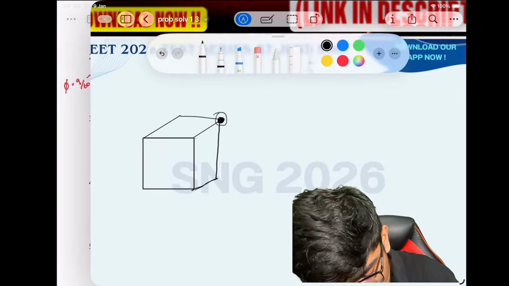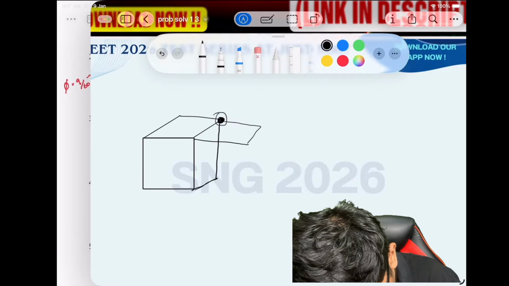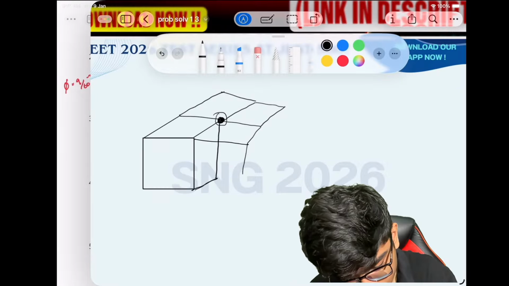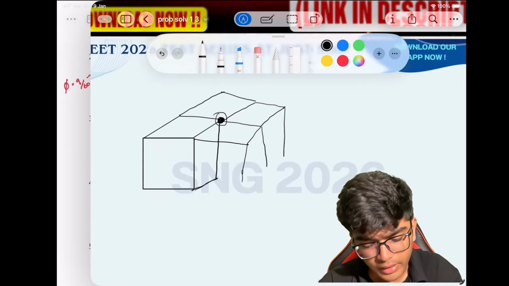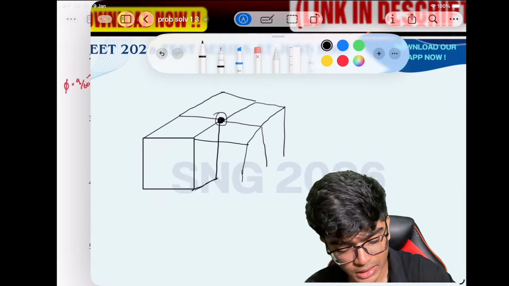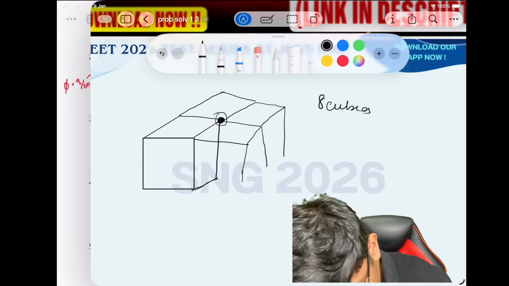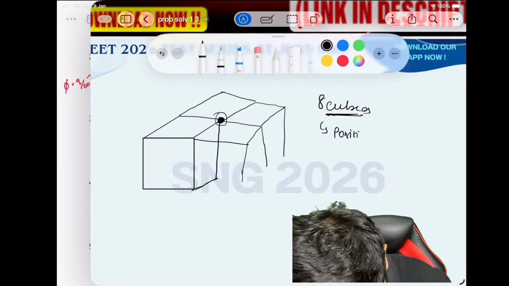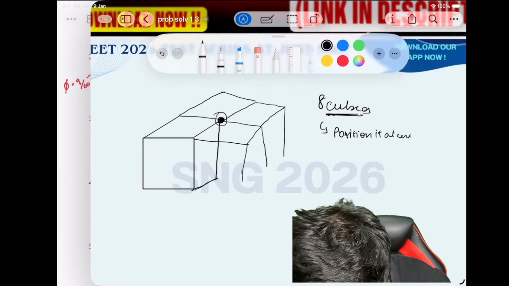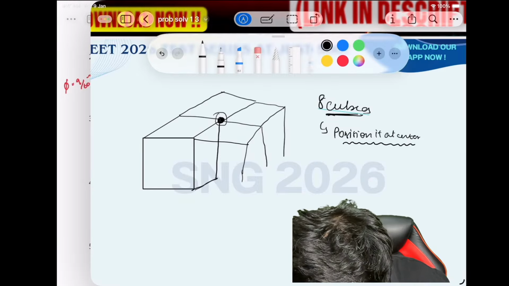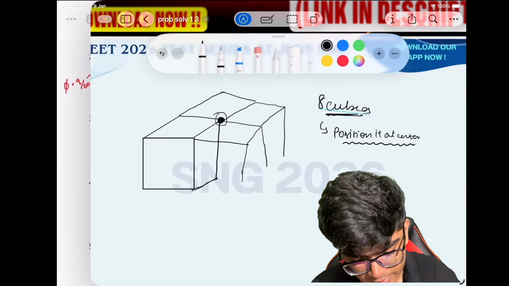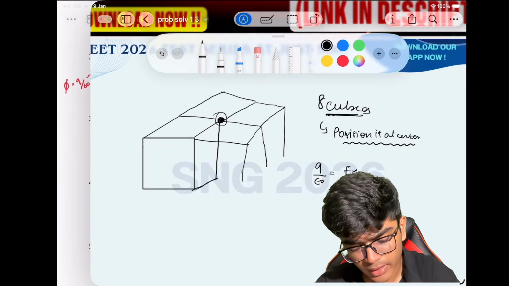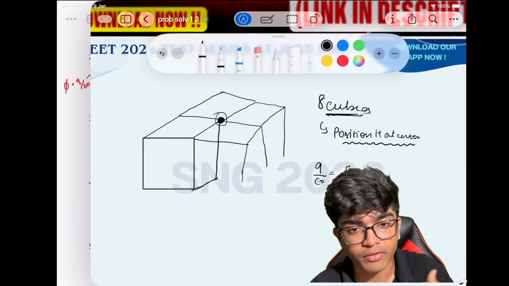Okay. இப்போ இந்த கார்னரை சென்டர் கொண்டு வரணும்னா I should add a cube here. Okay. கரெக்டா? கீழே 4 கியூப் இருக்கு. இதே மாதிரி மேலே ஒரு 4 கியூப் வச்சாதான் ஸோ டோட்டல் ஆஃப் 8 கியூப்ஸ் இஸ் ரெக்வயர்ட். வச்சாதான் I will be able to position it at center. Okay, once you're able to position it at center, then Q by epsilon naught is equal to field into area. Area is nothing but area of a bigger cube.